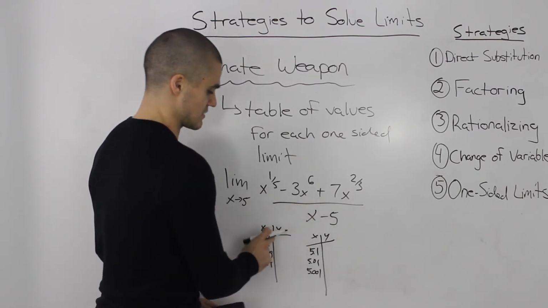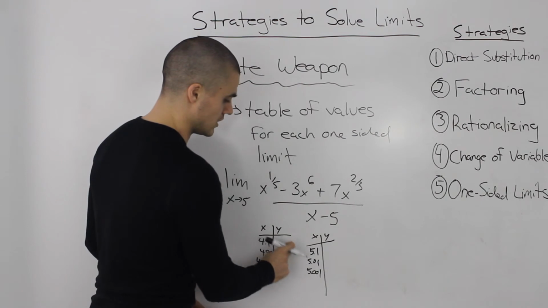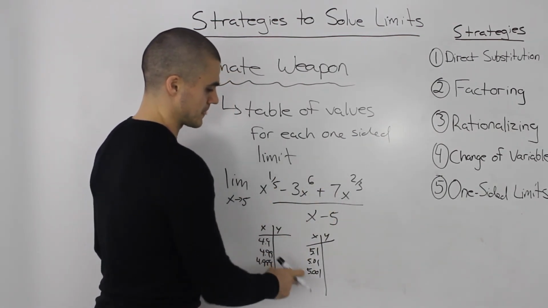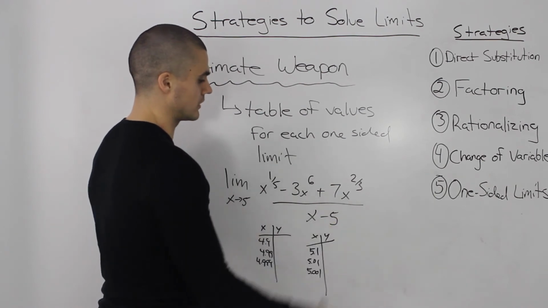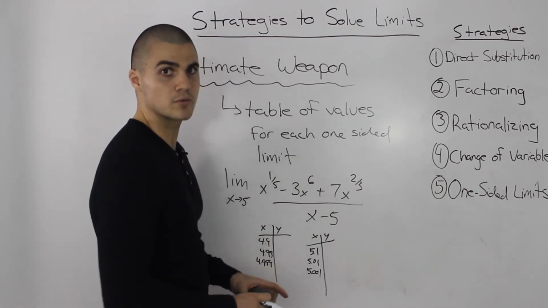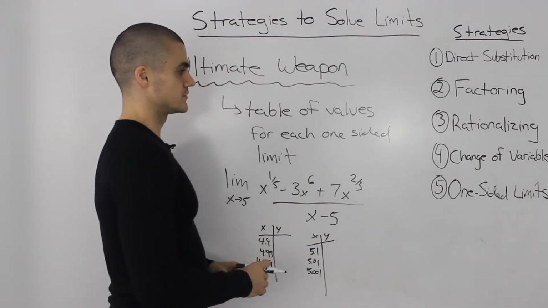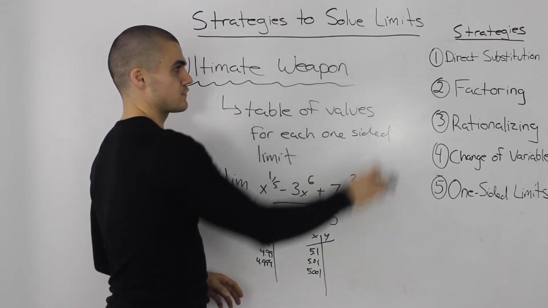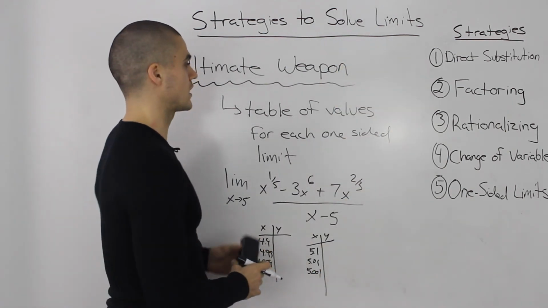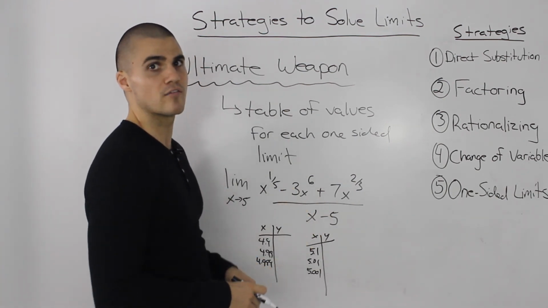My best guess is, I'm not going to do this here, but if you were to plug in these x values for this whole expression, my best guess is that the y values would approach different values, so the limit wouldn't exist. Worst comes to worst, if you get a limit, you don't know what strategy to use, no strategy is working, make a table of values for each side of the limit and see what the y value is approaching.